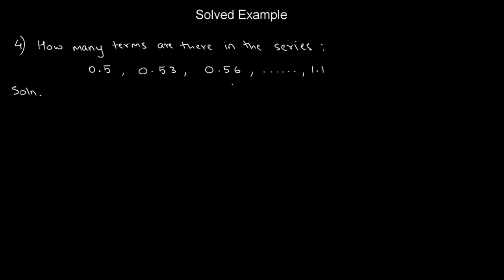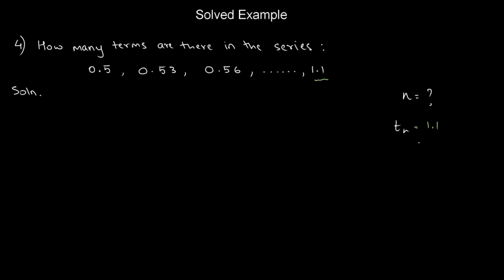Now, whenever they ask us how many terms or which term of the series, that question is answered by finding the value of n. What they've asked you is basically the value of n over here. And the way we're going to do that is by using the formula for the general term Tn. We'll consider this last term given to us to be the general term.